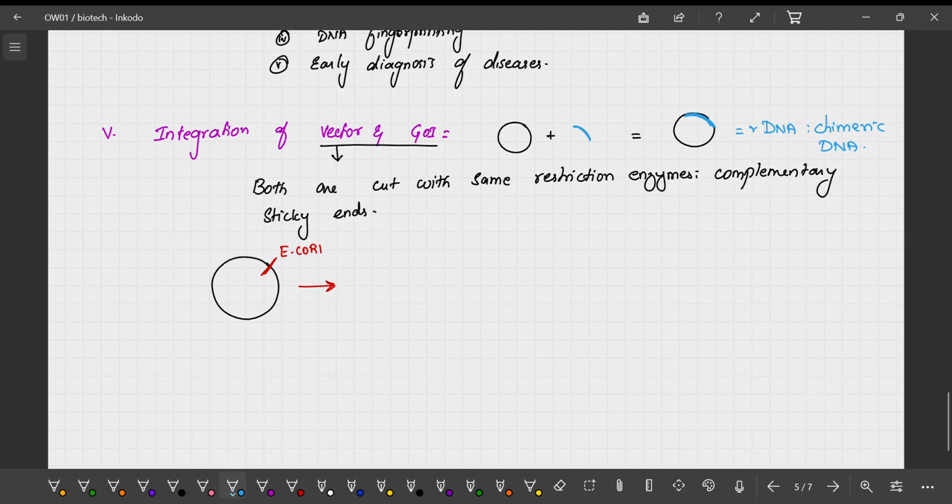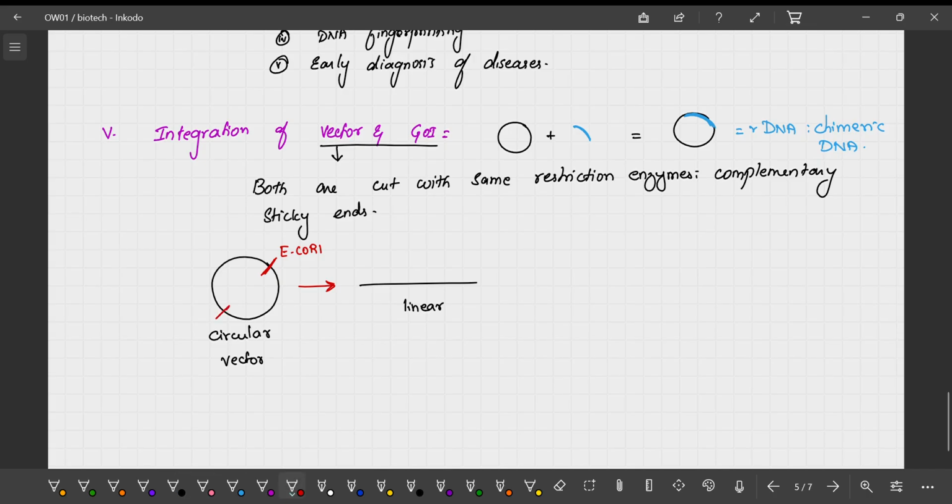Okay, so now this is where the cut is going to be made, right? If a circular structure is going to be cut just at one point, it simply gets torn there and it becomes linear. So this circular vector is going to become linear if you are cutting it at one point.